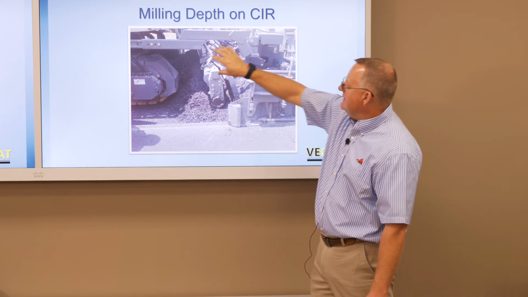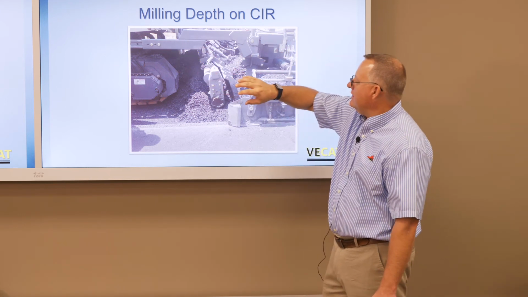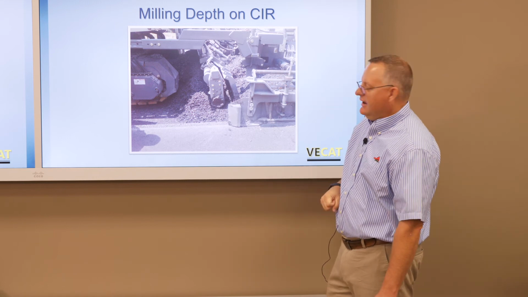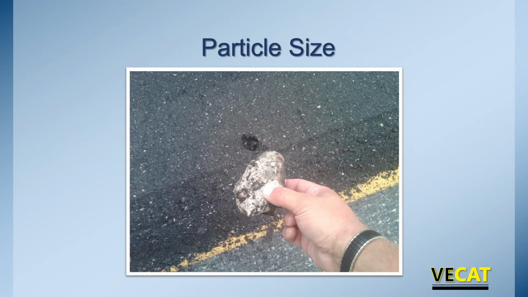There is a screed attached to that milling or that cold in place recycler. Materials are being spread out, and it's actually being placed right behind it for compaction. We're looking for big pieces. Here we can see I pulled a rock out of it that wasn't expected, so we are checking particle size. Overall though, is it within spec? So it's less than 1.5 inches.